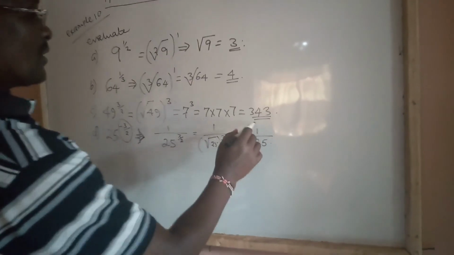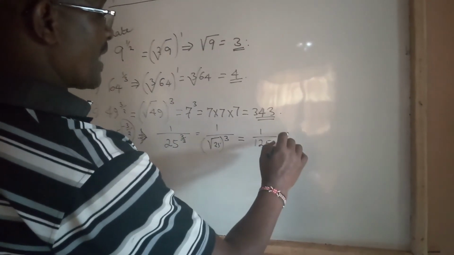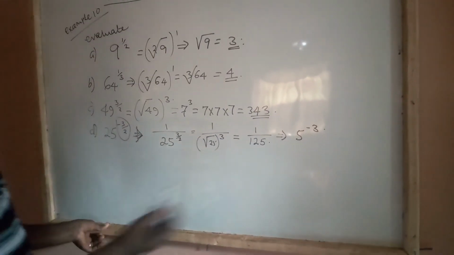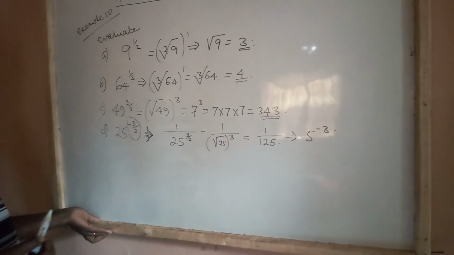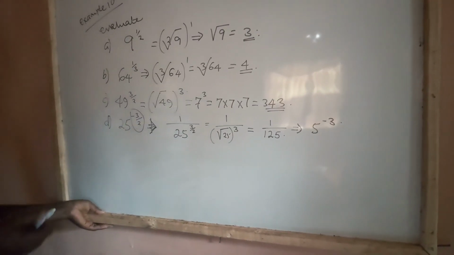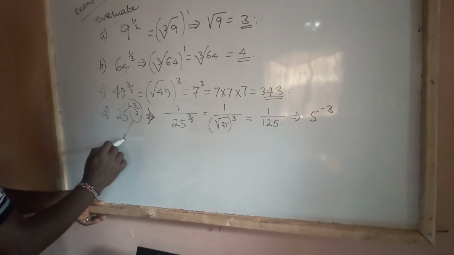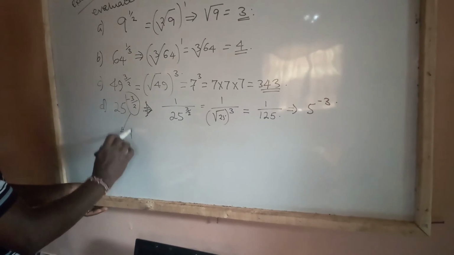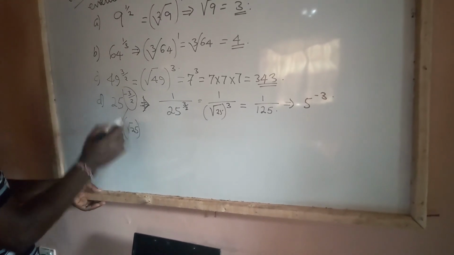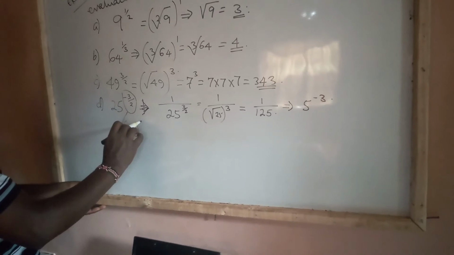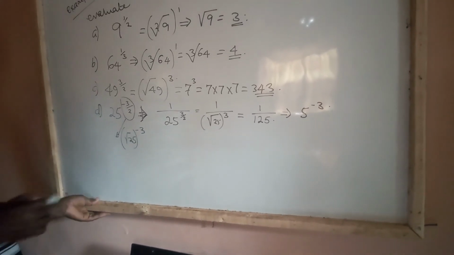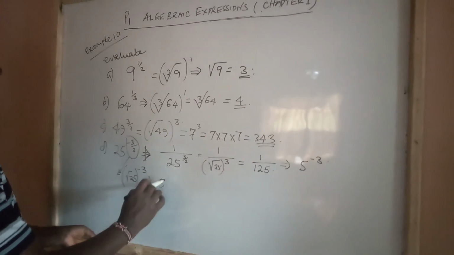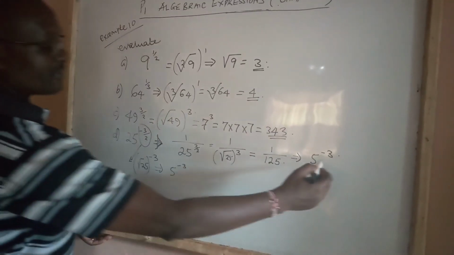We could also write this one in terms of 5, which is 5 raised to power minus 3, which is the same as 1 out of 125. And it would have been realized at this particular level. So if we did not reciprocate, it would have been the square root of 25 because 2 is positive, everything raised to power minus 3. And the square root of 25 is simply 5. It would have been 5 raised to power minus 3, which is basically that.